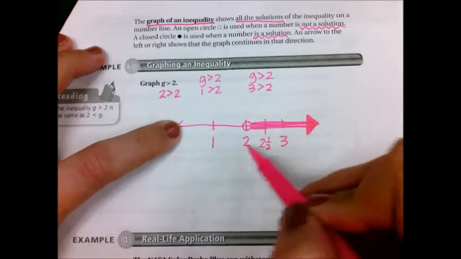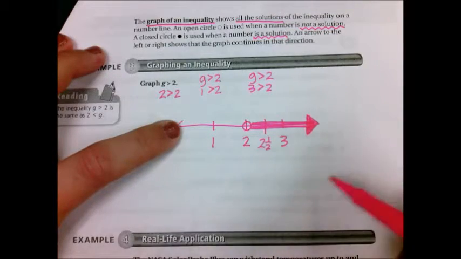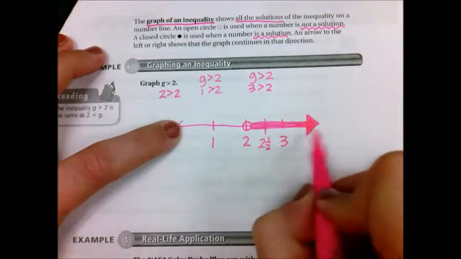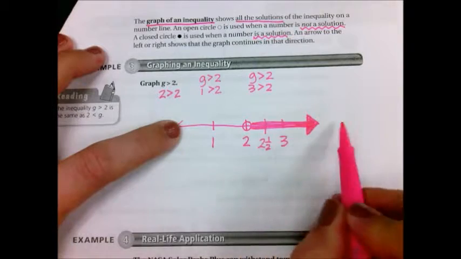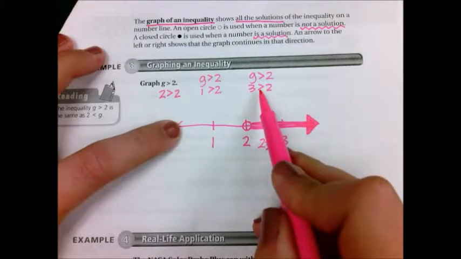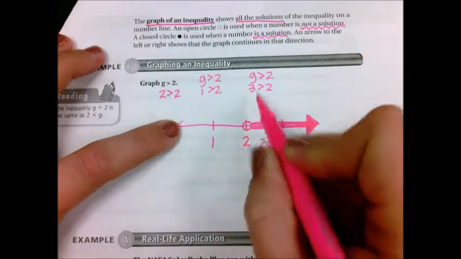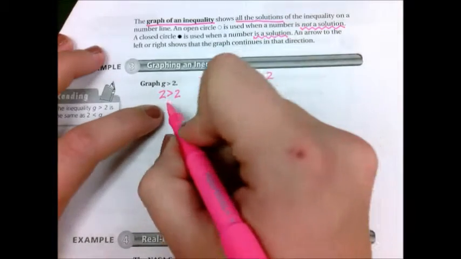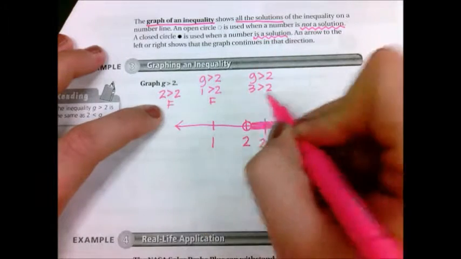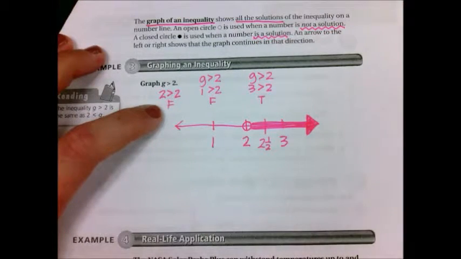So instead of having to list tons and tons of solutions, we just draw this arrow to say any number that's bigger than 2, greater than 2, would make this work. And again, we have an open circle here because 2 does not make this true. So we got a false here, and a true here.